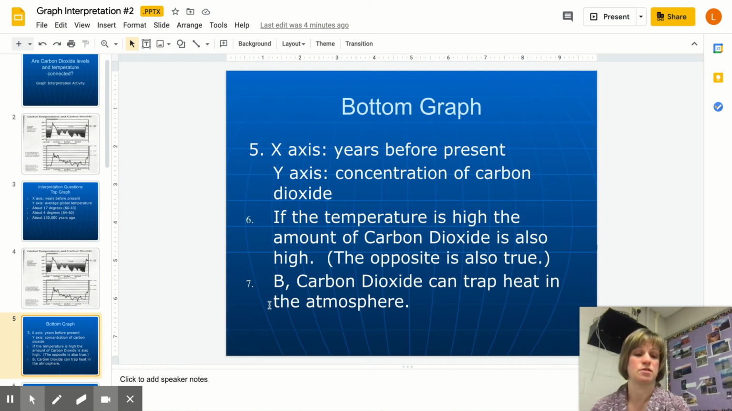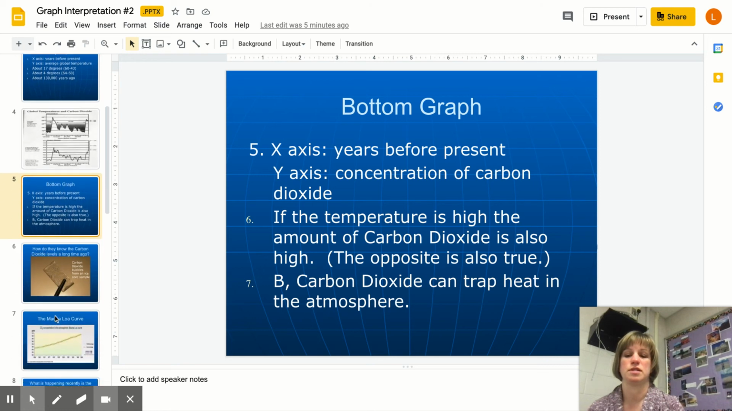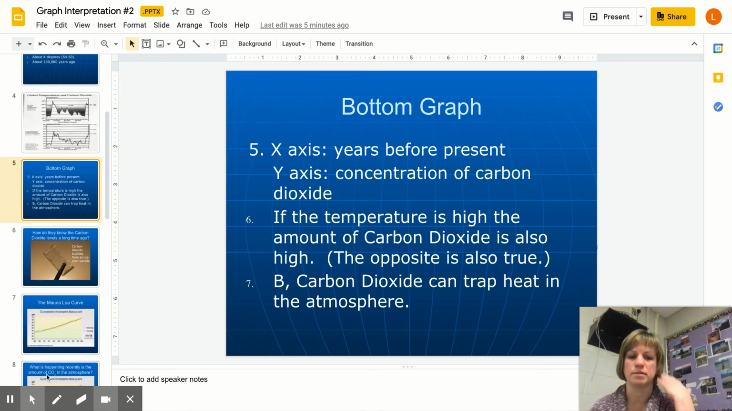And we know that that answer is B, because we know, scientifically proven, that carbon dioxide can absorb infrared photons, which is science way to say can trap heat in the atmosphere. Now, I wanted you to see just a couple of other little things that weren't really part of your questions, but please continue to listen.